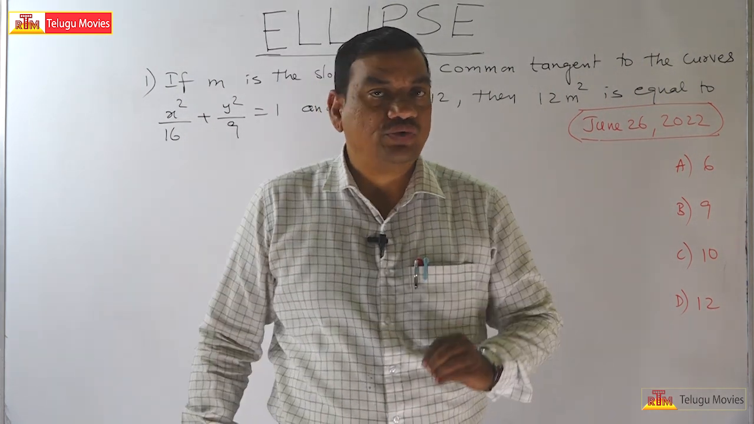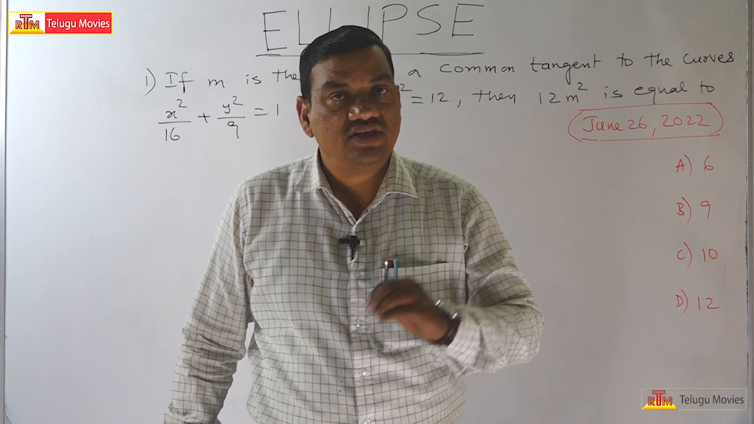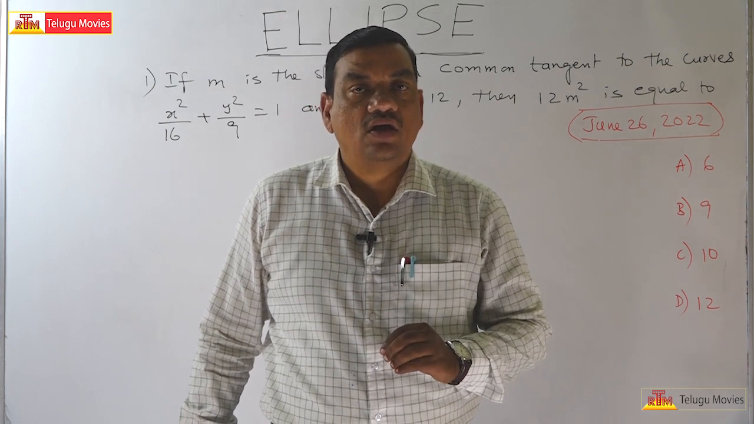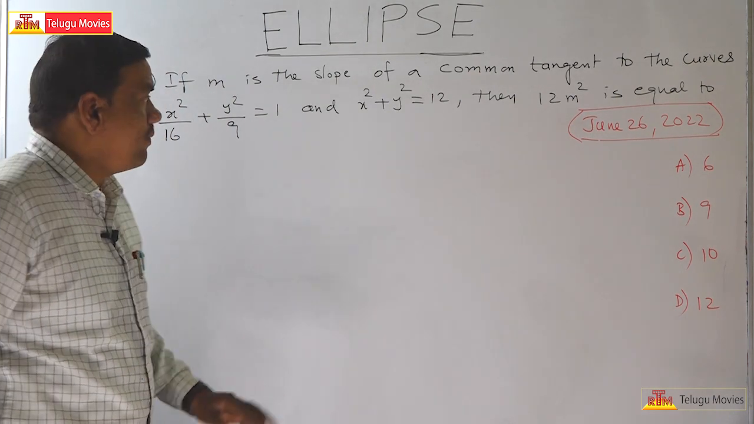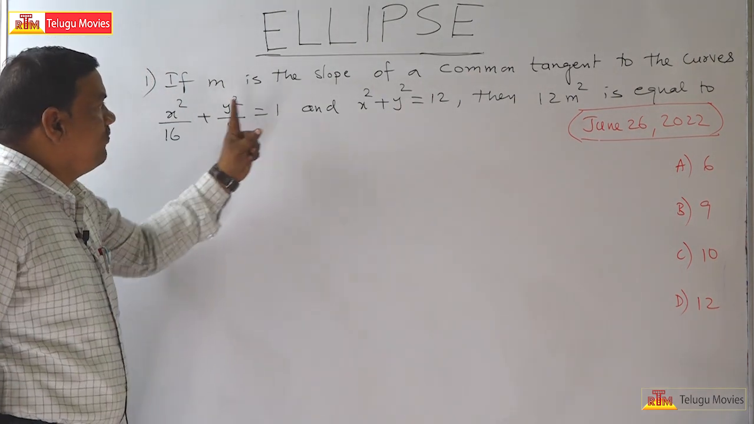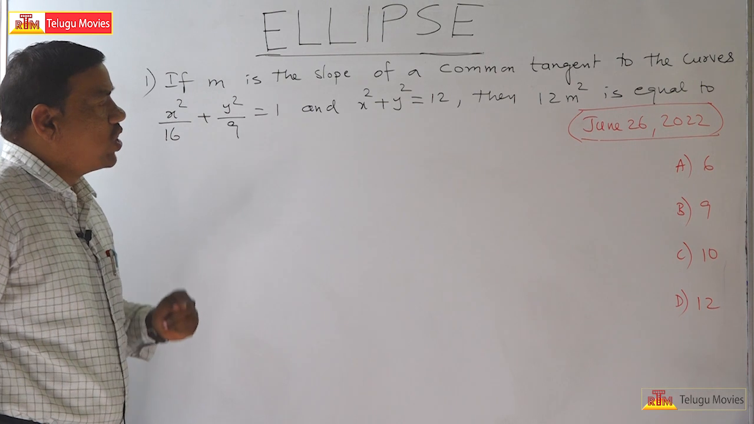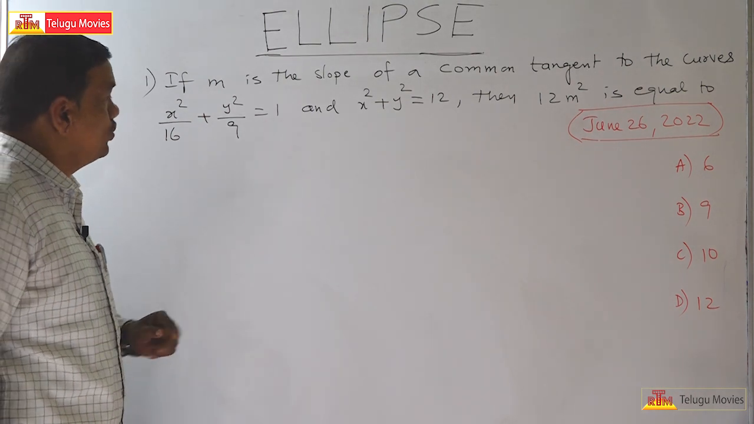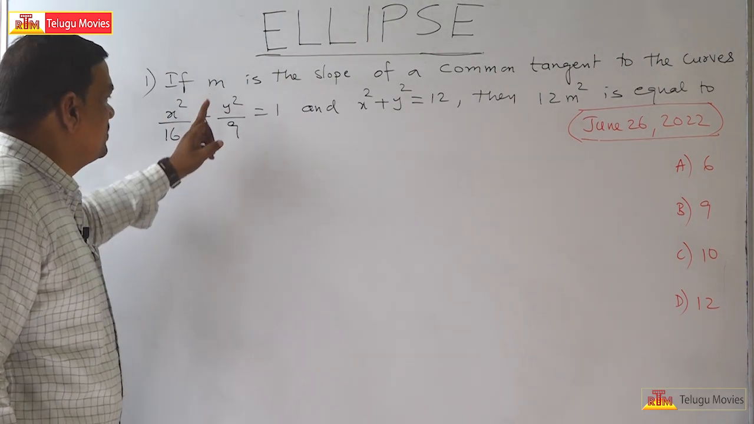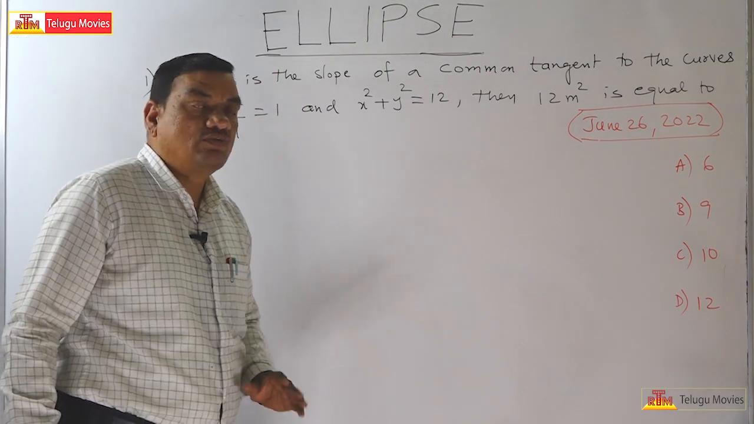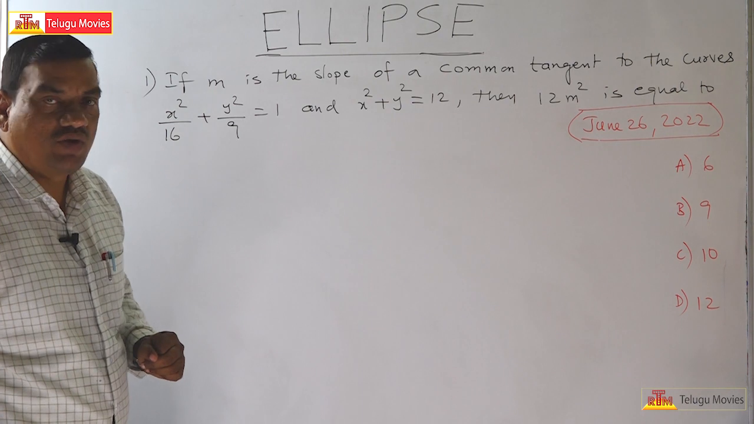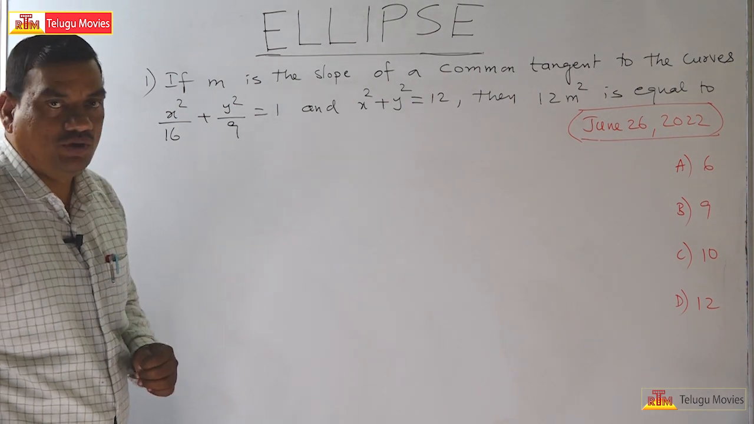Today also I am going to explain previous year JEE Mains questions with solutions, and let us see today's first problem. The first problem is: if m is the slope of a common tangent to the curves x square by 16 plus y square by 9 is equal to 1 and x square plus y square is equal to 12, then 12m square is equal to?